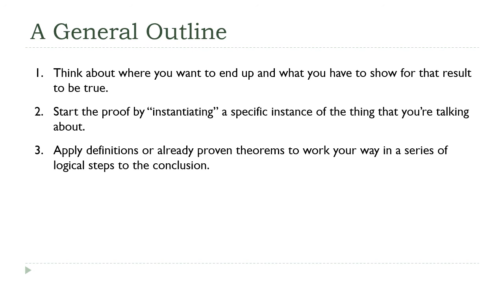because I want to have firmly in my mind where I need to go with this. Then I start the proof by instantiating a specific instance of the thing that we're talking about. That was odd numbers in the proof we just did. And then I apply definitions or already proven theorems to work my way in a series of logical steps to that final conclusion.